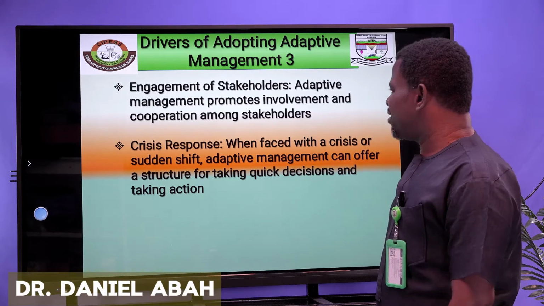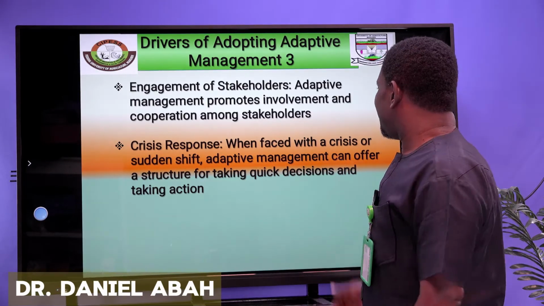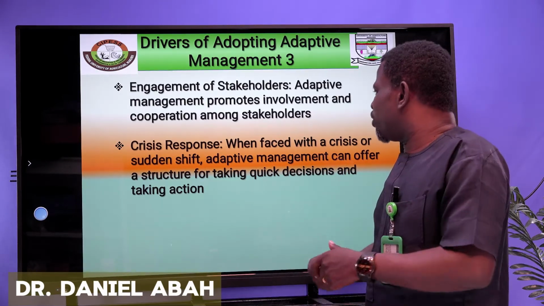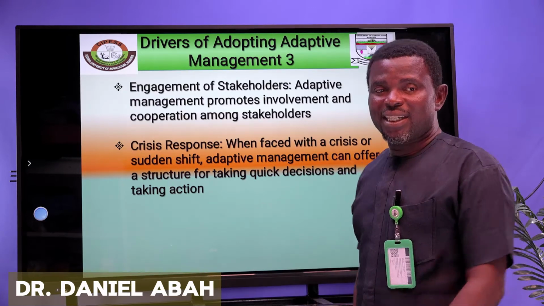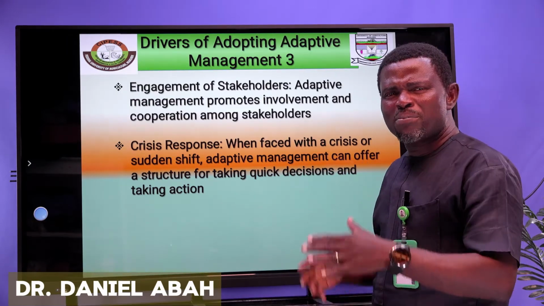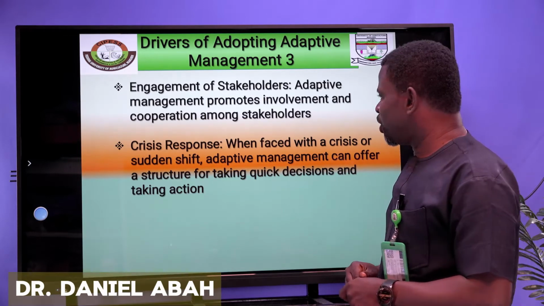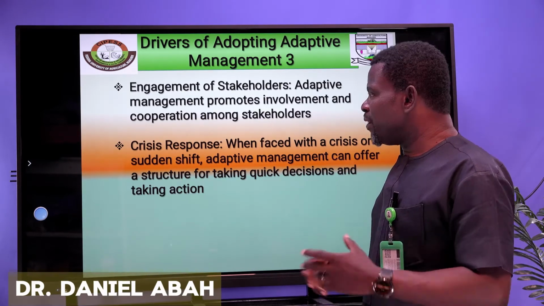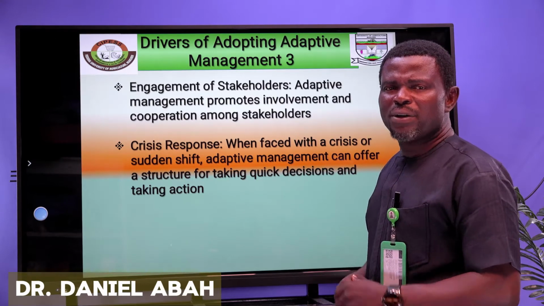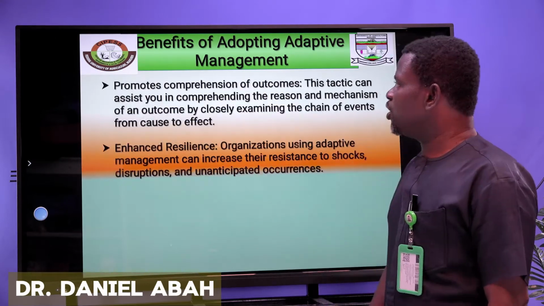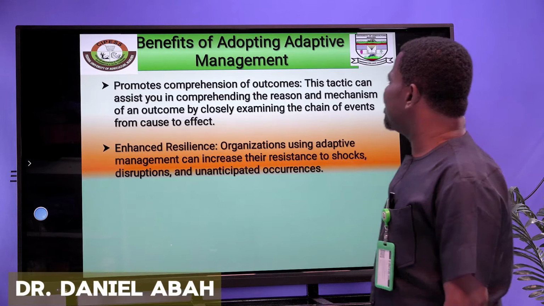When faced with a crisis or sudden shift, adaptive management can offer a structure for taking quick decisions and taking action. Adaptive management provides structure for taking quick decisions and for taking action when faced with sudden shifts, when faced with challenges. Benefit of adopting adaptive management.